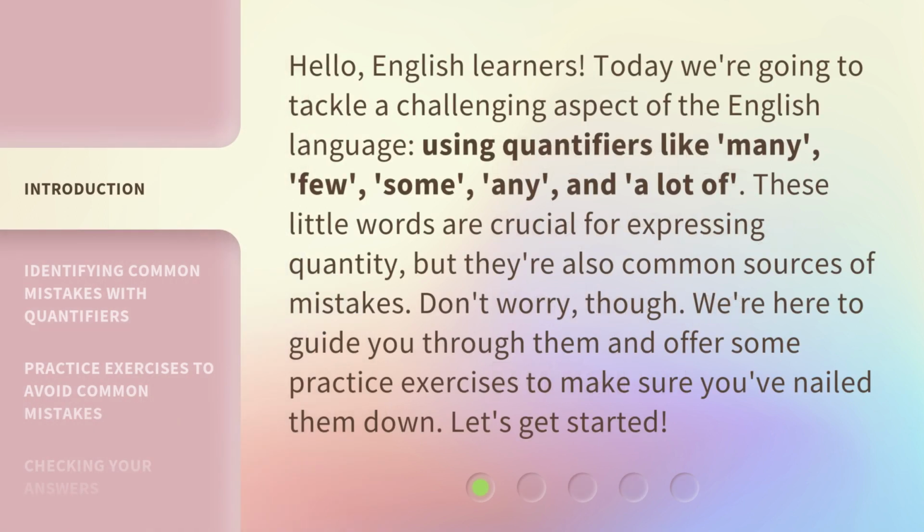Hello, English learners. Today we're going to tackle a challenging aspect of the English language, using quantifiers like many, few, some, any, and a lot of. These little words are crucial for expressing quantity, but they're also common sources of mistakes. Don't worry, though, we're here to guide you through them and offer some practice exercises to make sure you've nailed them down. Let's get started.